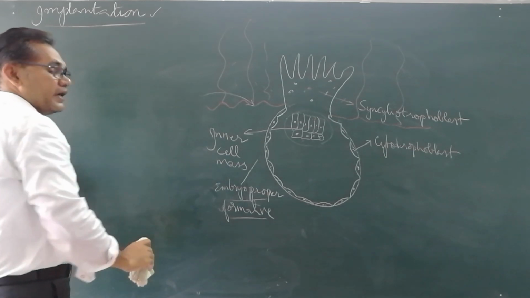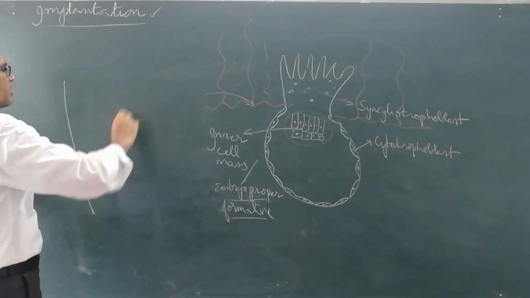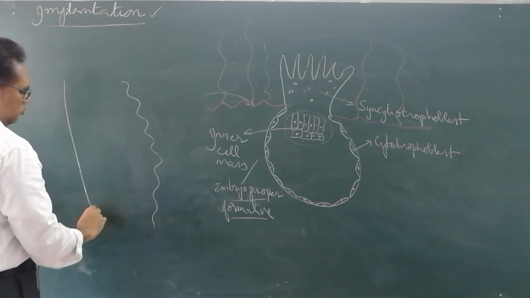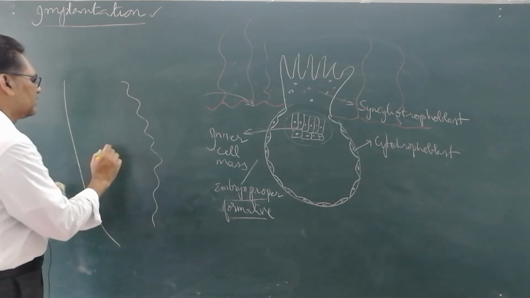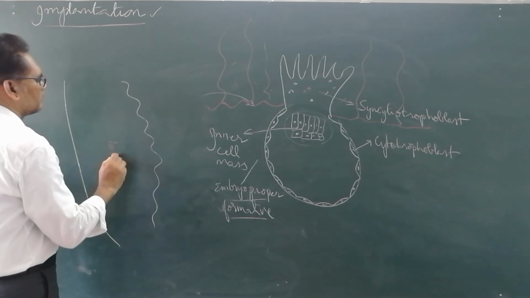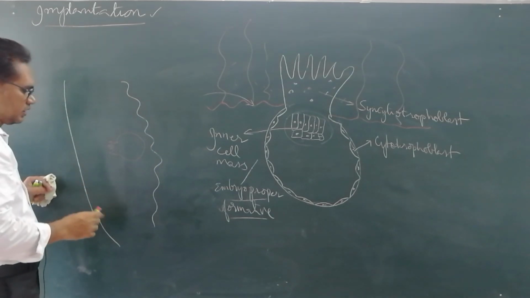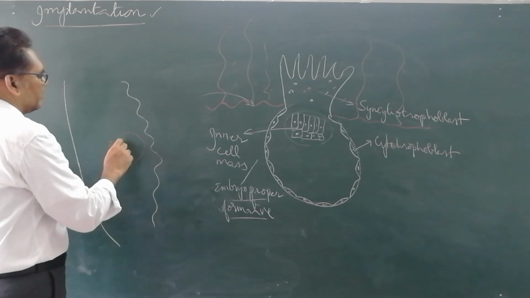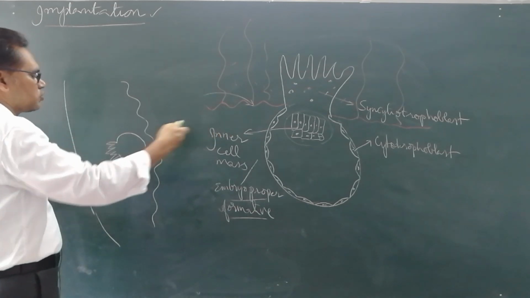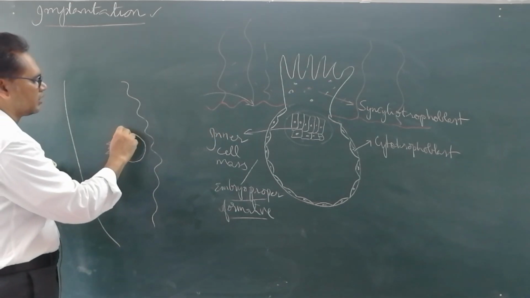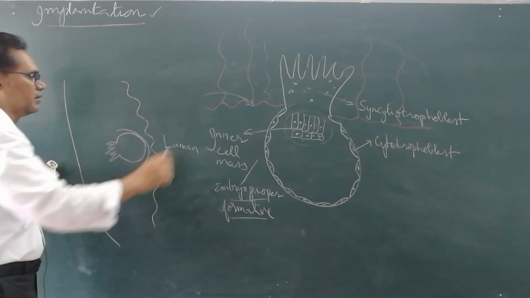The uterine wall is called the decidua after implantation. Here, suppose this is the uterine wall, enlarged. This is the syncytiotrophoblast and this is the cytotrophoblast. The entire blastocyst has entered inside the uterine endometrium. And this is the lumen of the uterine endometrium.